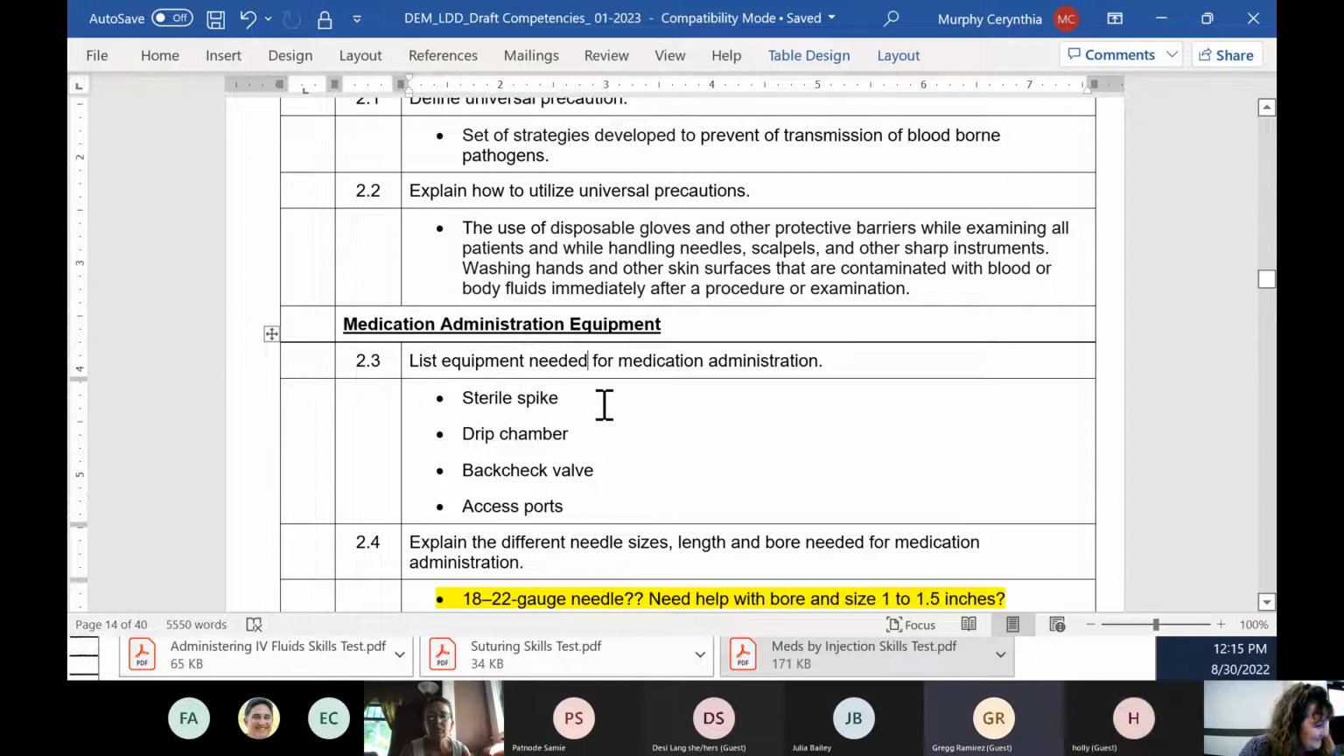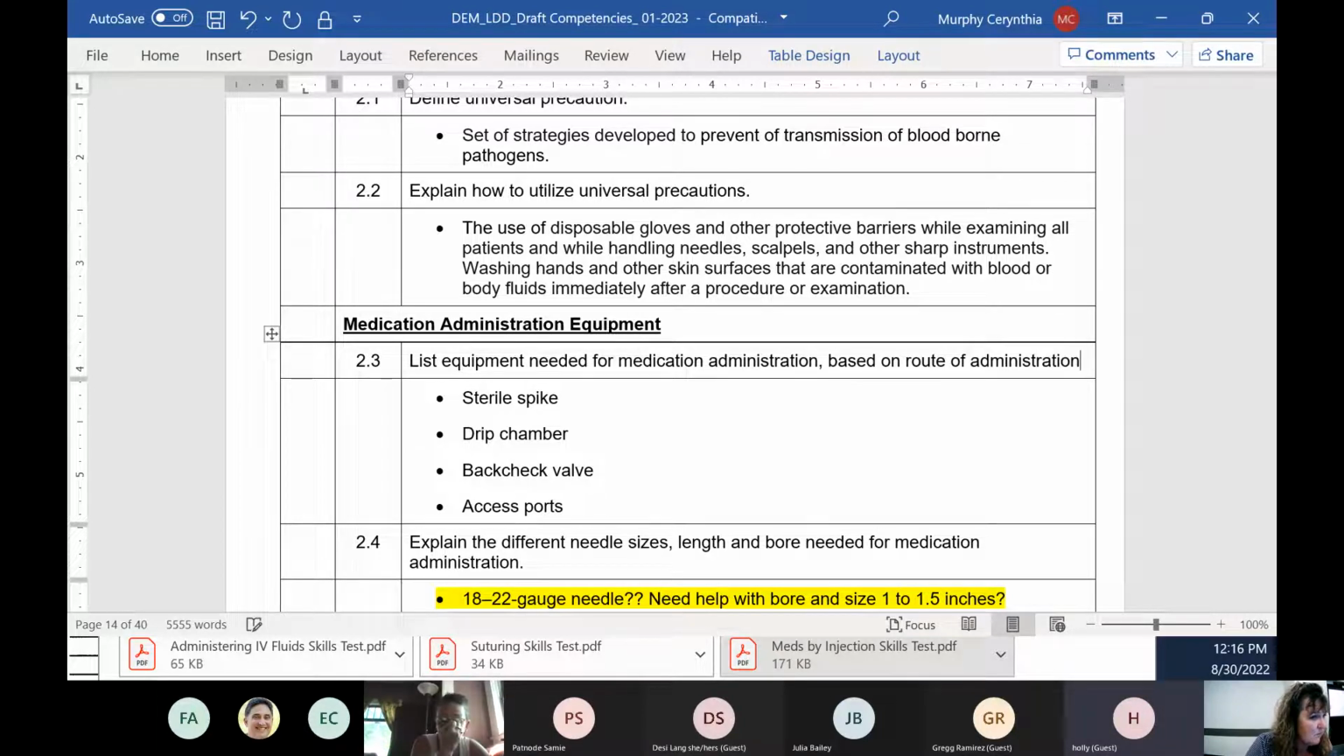Yeah. So these sterile things. Spike refers to just spiking a bag. Exactly. It's the built-in little thing. So this isn't for medication administration. These particular things are about IVs. And so each different kind of route of administration has different things. So list equipment needed for medication administration, based on route of administration might be the question, and then they need to know that.